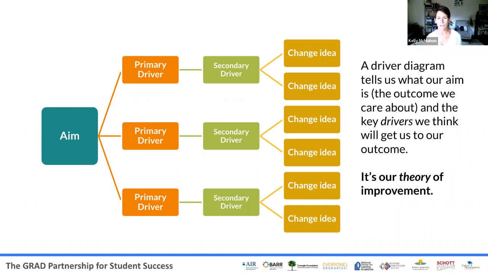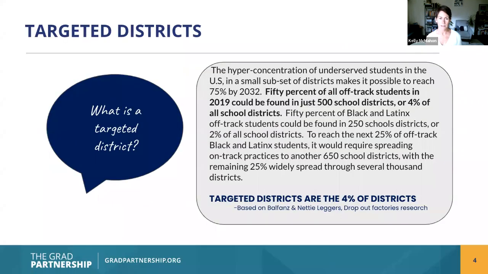In improvement science, you can also articulate the secondary drivers, as well as a set of change ideas that you can test through iterative cycles to know if they work in your context. But overall, what's important to know is that the driver diagram is really just a way that we've organized our work to help us learn our way into achieving our aims. And the primary drivers are the things that we think are the key levers that will help us accomplish those aims. And I'll say more about what our aim is.